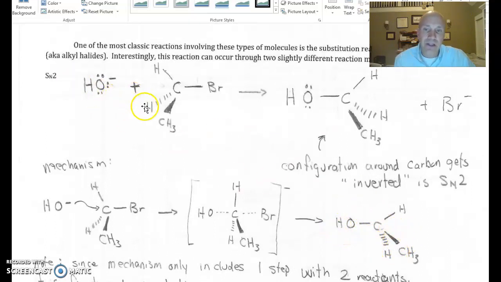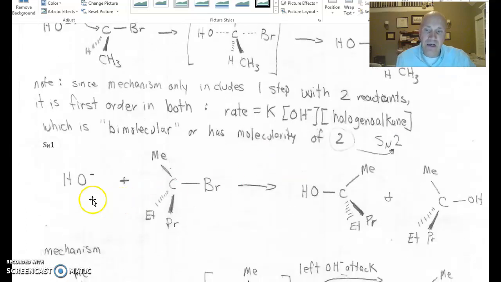All right, let's pretend that instead of this right here being a hydrogen, it was some other group. Well, in order for this reaction to occur, there's only one direction for this leaving group to leave. It's got to leave from the right side, so that makes only one product. But as you're going to see here, when you have an SN1 reaction, you can get more than one product.